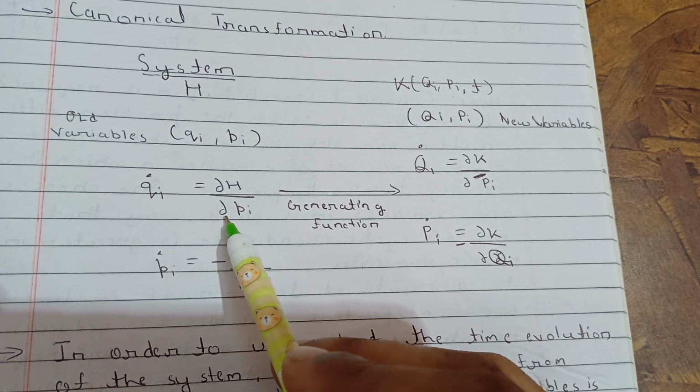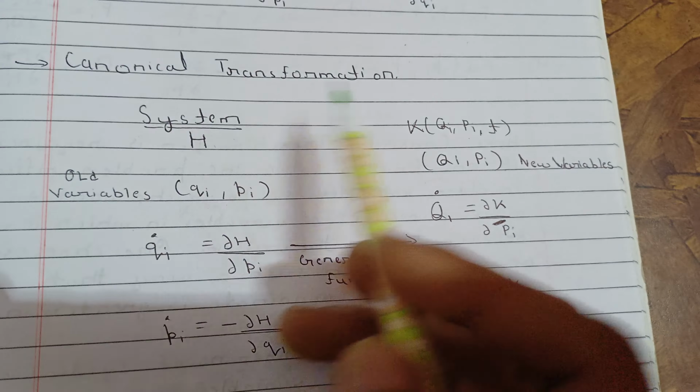Now, the conversion of this into this is called the canonical transformation, and the function by which you convert these into these is called a generating function. Now let's see some theory.